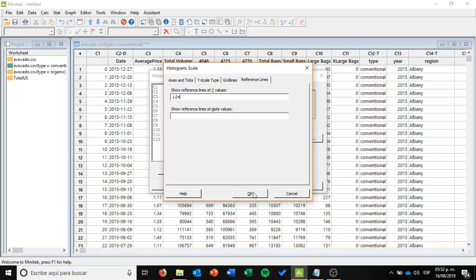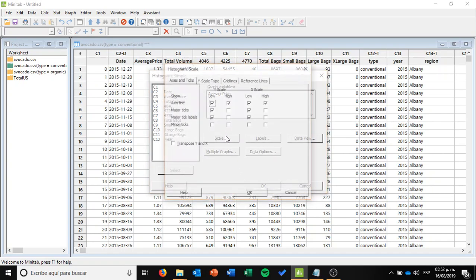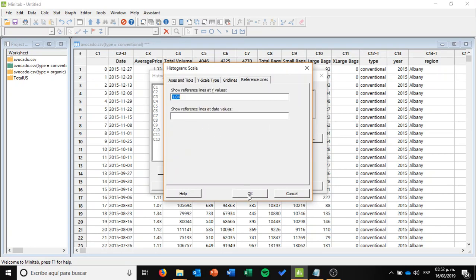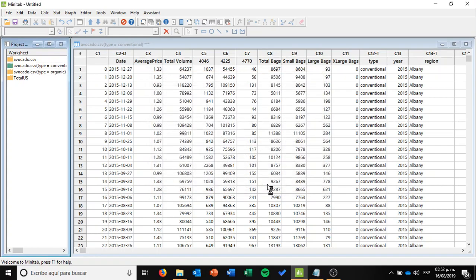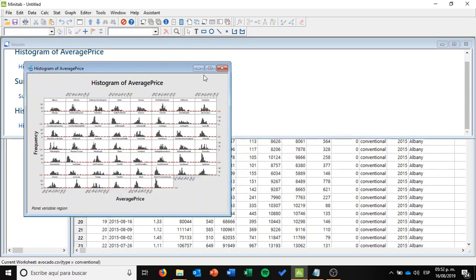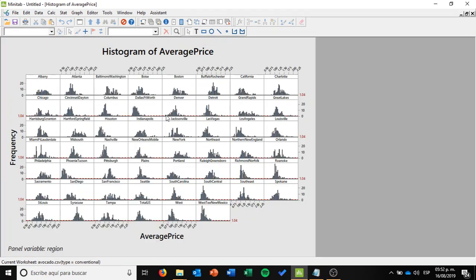With this modification, remember it was located at Scale, Reference Line 1.04, the only thing I do is press OK, and I'm going to see exactly the same matrix, but now a little bit different. My mistake, I located it at the y-axis instead of the x-axis. Let me close this image.